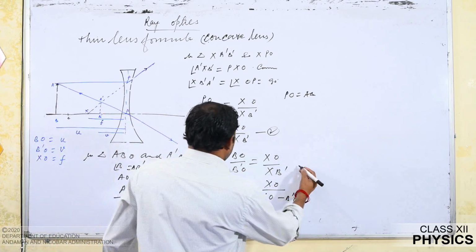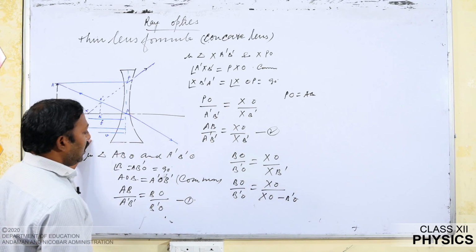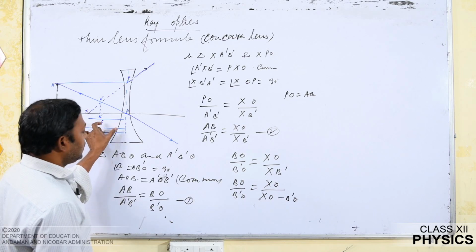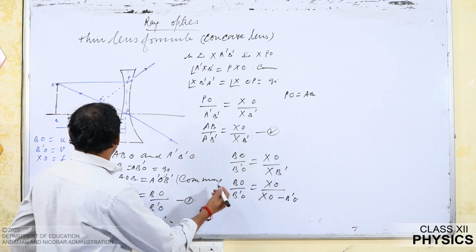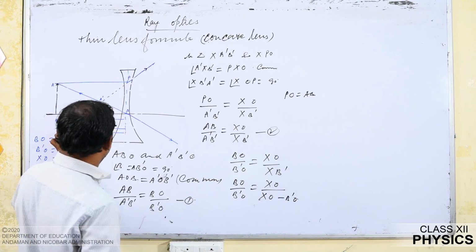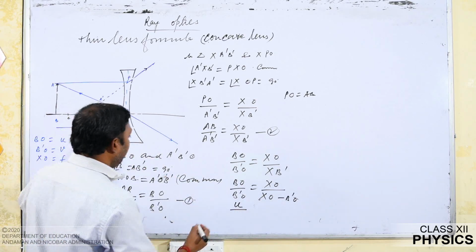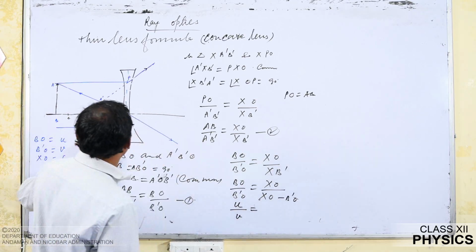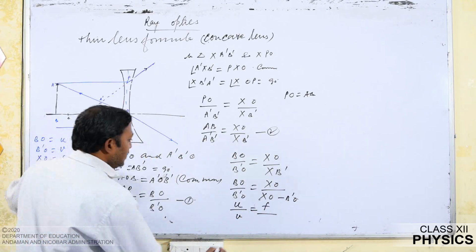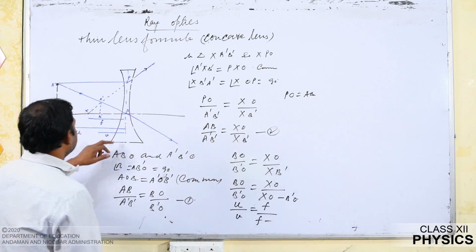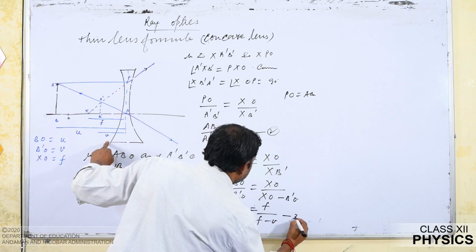Now, on seeing this equation, we find that BO is nothing but the object distance, B dash O is the image distance, XO is the focal length. So, replacing them with their assigned letters, we get U in place of BO and V in place of B dash O, which is equal to XO, which is F, divided by XO minus B dash O, that is F minus V. Let this be equation 3.